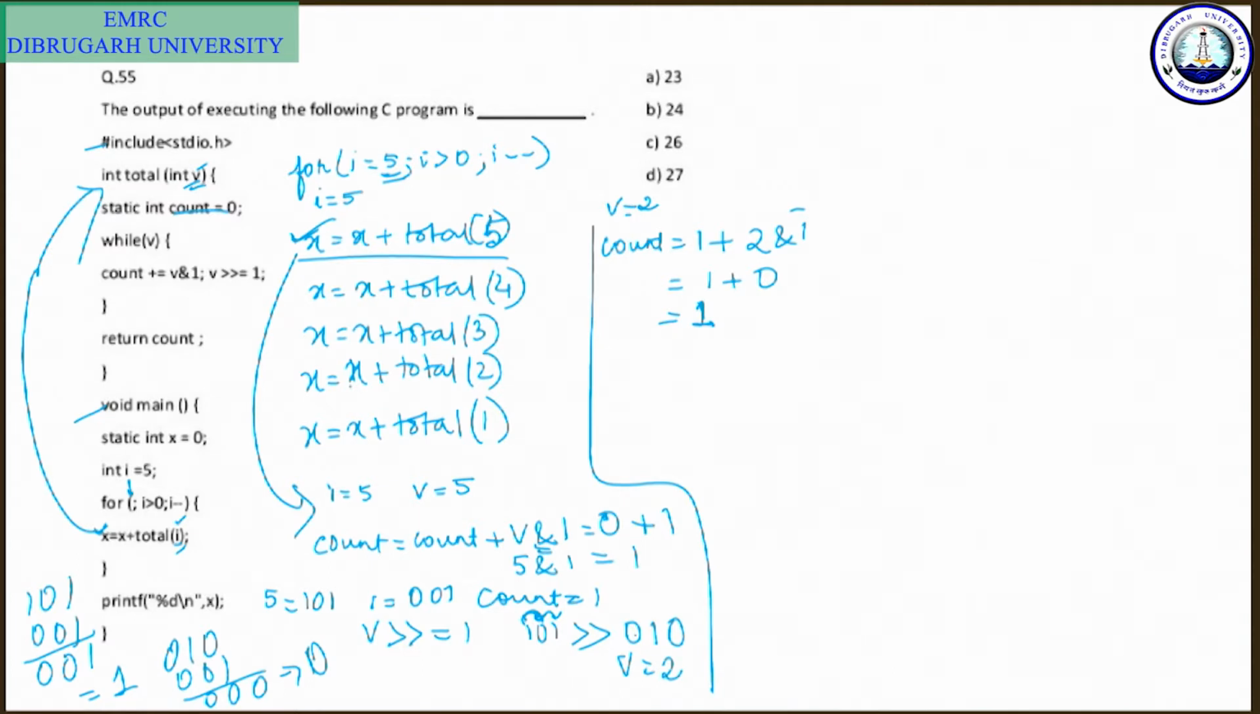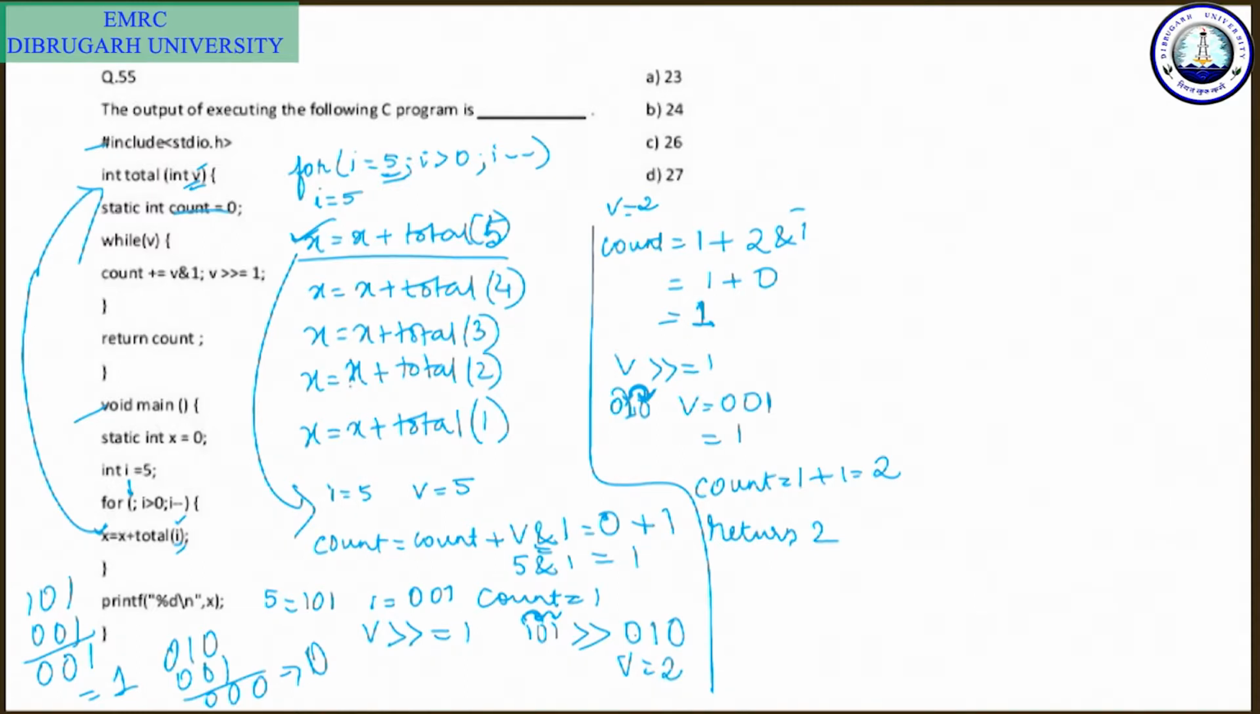Okay. Now, then again, what you will do? You will do this one. So, it is 0 0 0 1 0. Again, you will shift in this way. So, your V is equal to 0 0, as this 1 will move here. So, your count will be 1 plus 1 is equal to 2, and it will return 2.